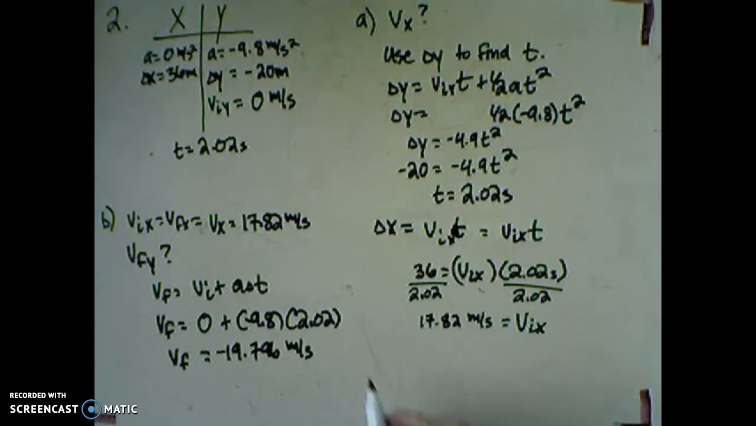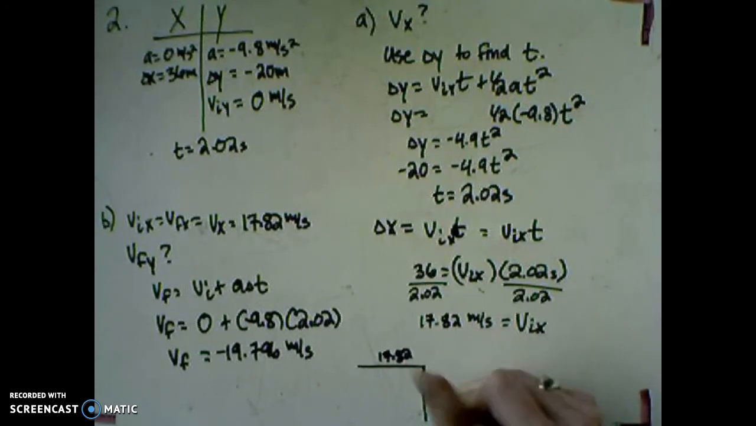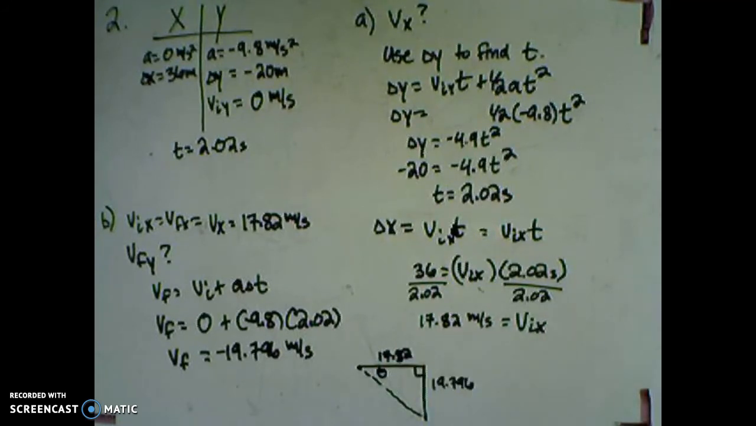In order to figure out my final answer, I need to look at my right triangle, which is 17.82 across and 19.796 down. And I want to figure out theta. I'm going to do that the same way. So tangent of theta is going to be opposite over adjacent, or 19.796 over 17.82. Using my calculator for the inverse trig function, that gives me a theta of 48 degrees.